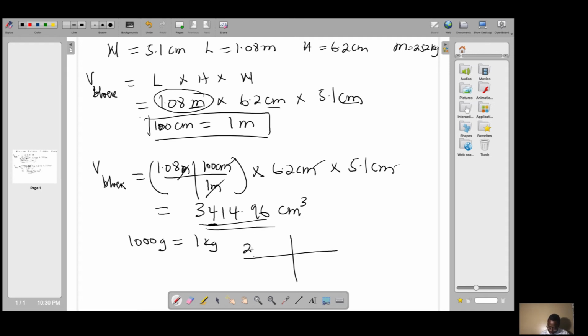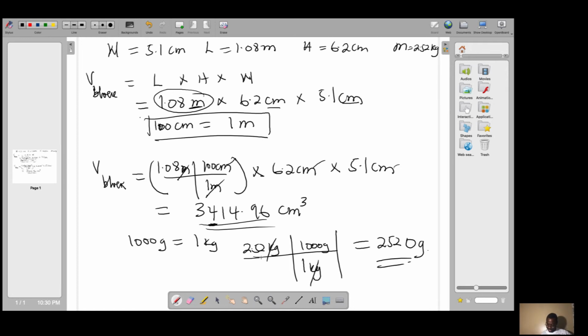Okay. So once we recall that, we set up the table. We have our 2.52 kilograms here, then we have our 1,000 grams here, then we have our 1 kilogram. So kilogram will cancel kilogram. So basically, I'm going to get 252.20 grams. Okay. So that is the mass of my block.